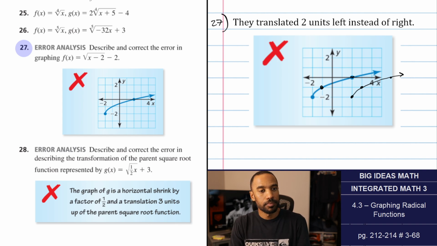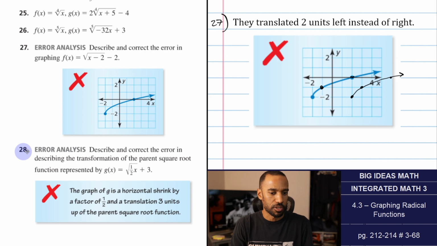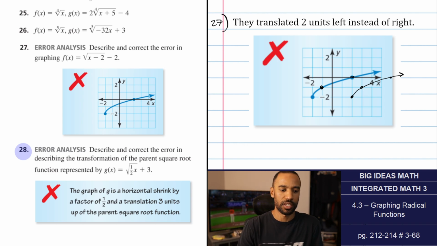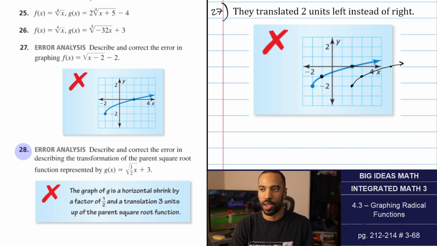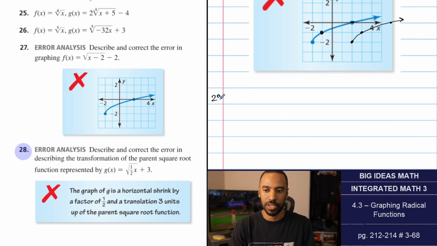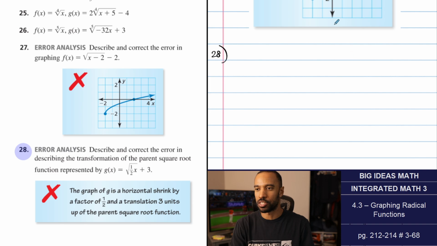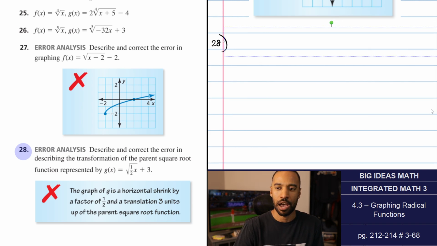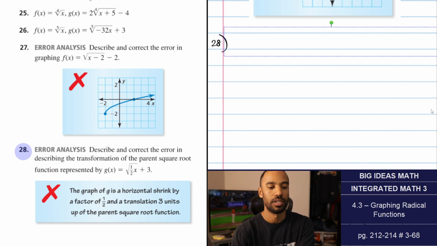Okay. Number 28. Describe and correct the error in describing the transformation of this parent square root function represented by g of x. They said it's a horizontal shrink by a factor of 1/2 and it translated 3 units up. Their translation is correct. Their horizontal bit is incorrect. It's not a shrink. It is a stretch. Keep in mind things inside the function are treated as opposite because of how it's affecting what you got to plug in for x.